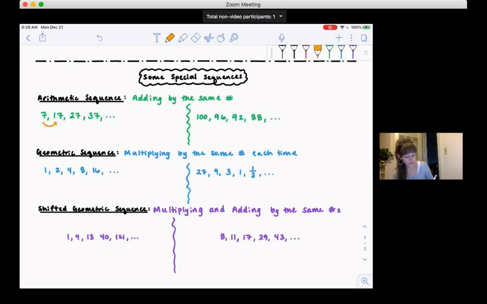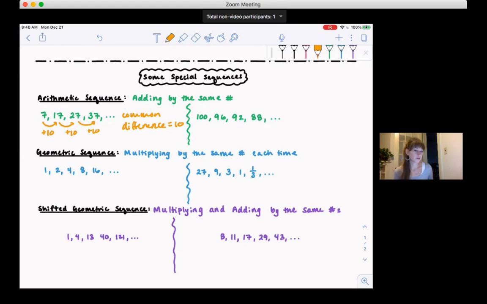To get from 7 to 17, I add 10. Then to get from 17 to 27, we add 10. 27 to 37 is also plus 10. So we're always adding 10. We're adding by the same number every time. So that makes this an arithmetic sequence. And this number 10, we call that the common difference, the number that you're adding. So that's a basic example where we have a positive common difference.